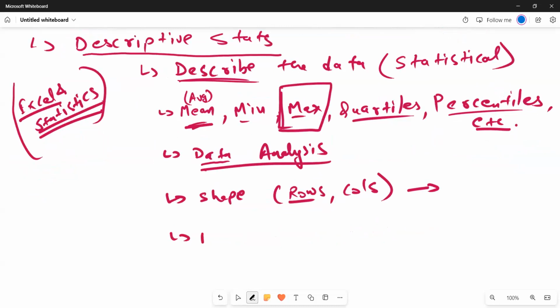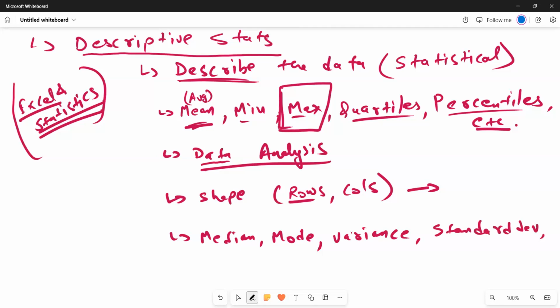And then you find terms like median, right, mode. You also find terms like variance, how your data is varying, right? You have something called standard deviation, right? You have something called skewness. This will basically tell you. And then you have kurtosis of the data, right?